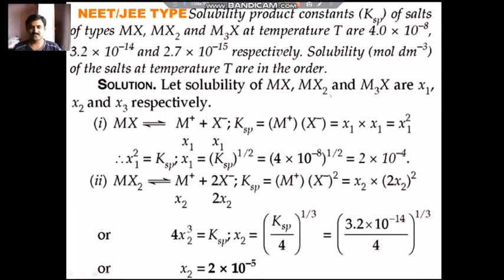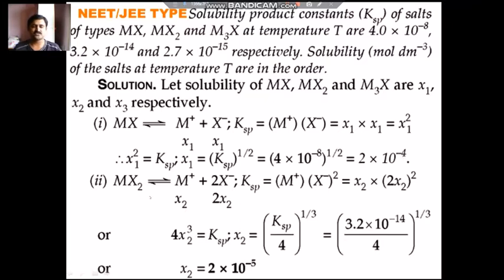For MX, MX2, M3X, the solubilities are considered as x1, x2, x3. For MX type, it is nothing but AX type, so S square will come. That is, x1 square equals 4 into 10 power of minus 8, the value given in the question. Upon simplification, the x1 value we got is 2 into 10 power of minus 4.